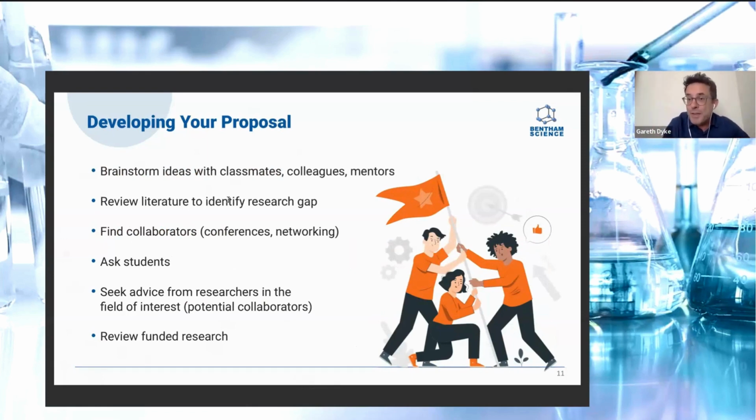And a good way to do that is to brainstorm, to discuss amongst your colleagues, with classmates, with mentors, reviewing the literature, as we've talked about, to identify research gaps and perhaps finding colleagues. That's also very, very important. Finding colleagues from conferences and networking opportunities, asking students and seeking advice from researchers in your field of interest, and also reviewing other previously funded research.